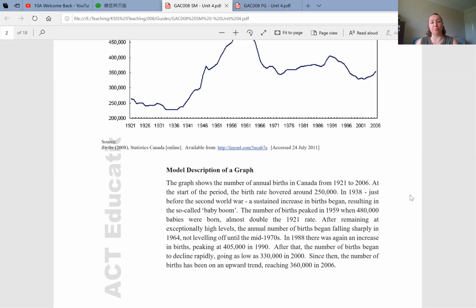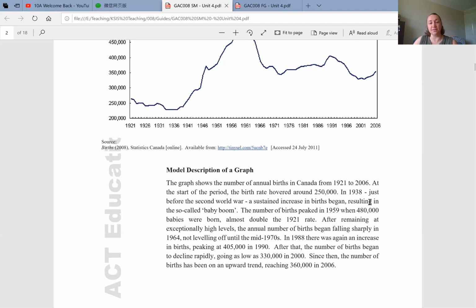After that, the number of births began to decline rapidly, going as low as 330,000 in 2000. Since then, the number of births has been on an upward trend, reaching 360,000 in 2006.